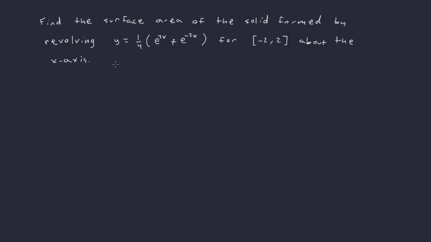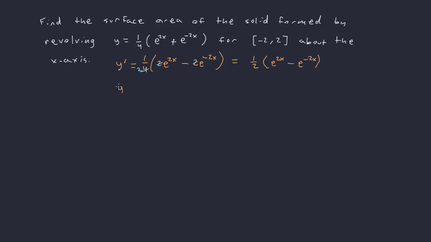I have y, so I'm going to find y prime. So y prime will be 1/4 times 2 e to the 2x, then minus 2 e to the negative 2x. And the 4 here will cancel with these 2's and leave a 2. So we get 1/2 times e to the 2x minus e to the negative 2x.